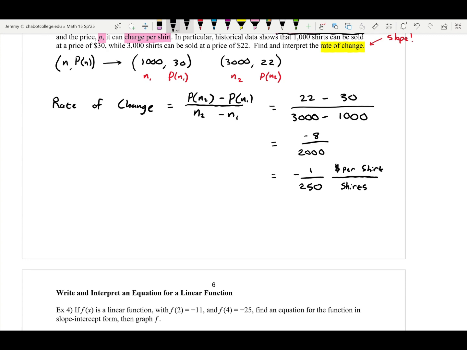So a way that I can interpret this is, how about I'll write it out like this in plain English. You save $1 per shirt for every additional 250 shirts that you buy.